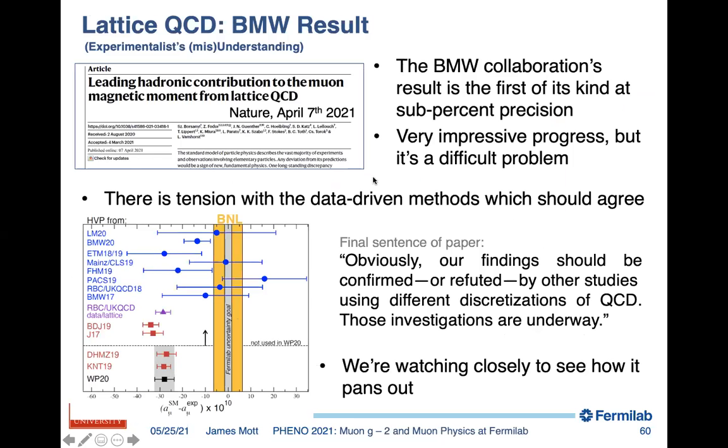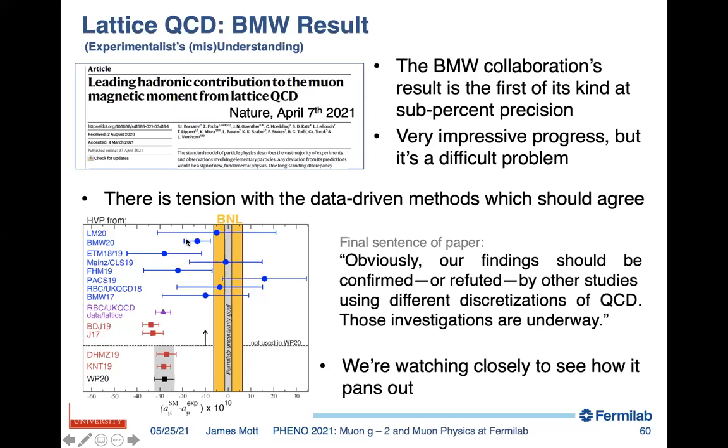Yeah, okay. This is a question we get asked a lot, right? I'll preface this by saying this is an experimentalist's misunderstanding of a theoretical thing. The background is that on April 7th, the same day as our result came out, this BMW collaboration's result was published. It is the first of its kind, a lattice QCD calculation that's sub-percent precision. And this is very impressive progress, right? They made huge strides in terms of the precision, but it's a difficult problem.